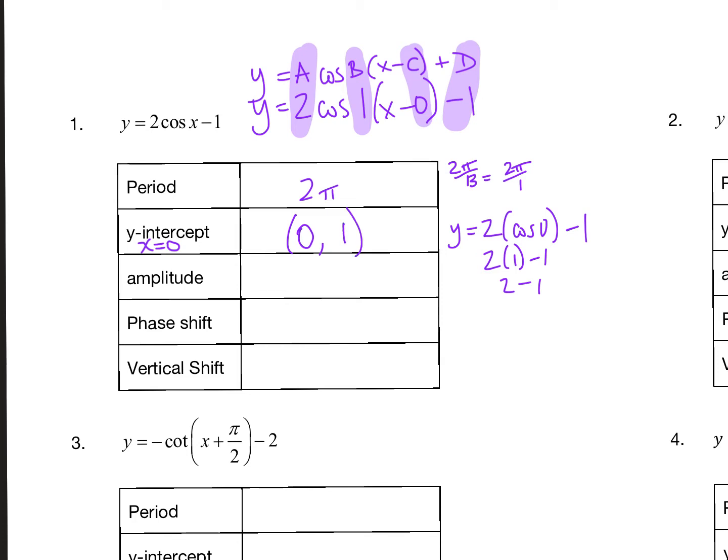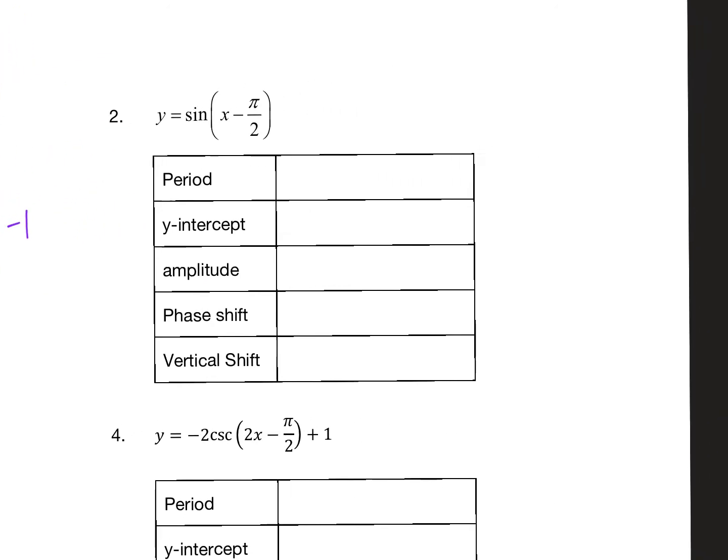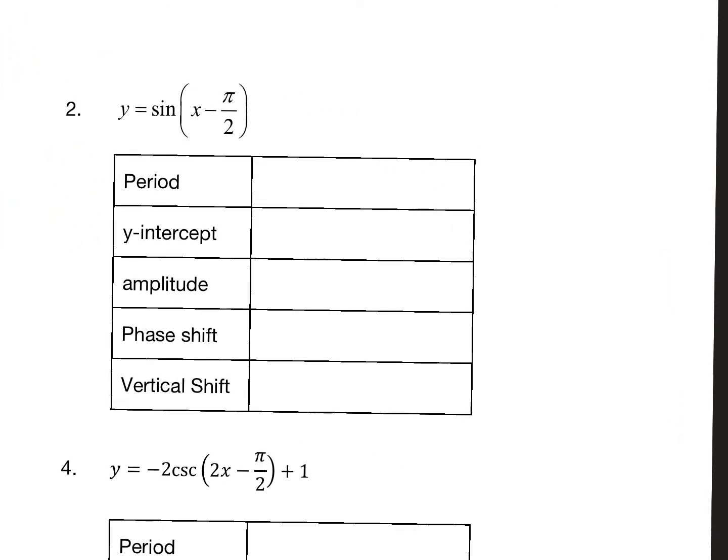Amplitude goes with the letter A, it's 2. The phase shift goes with C, and in this case C is 0, so there is no phase shift. It doesn't move left and right. And then the vertical shift goes with D. D is -1. That means this is moving down 1 unit. Let's try another. I've got 4 of these. Hopefully at that point, it'll make a bit more sense.